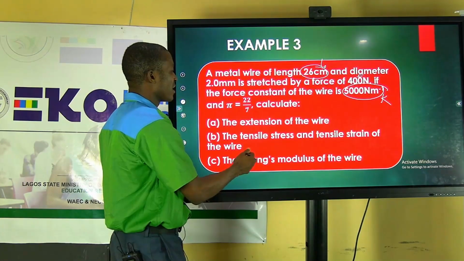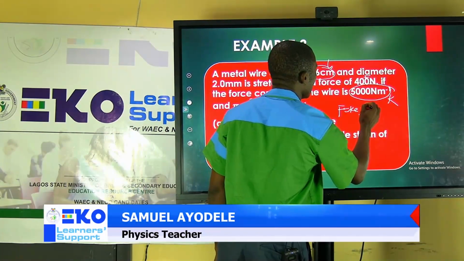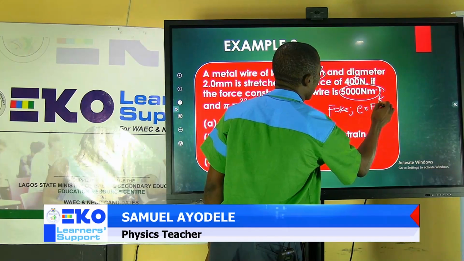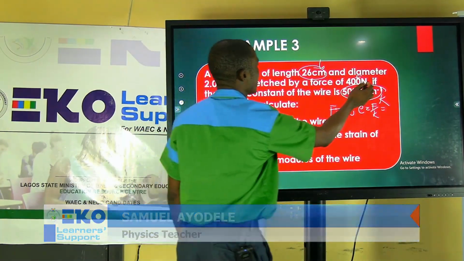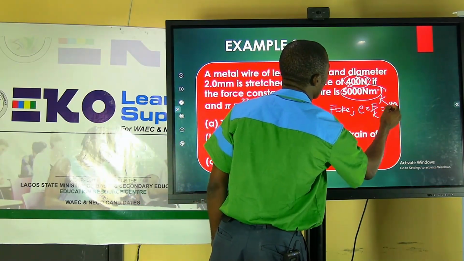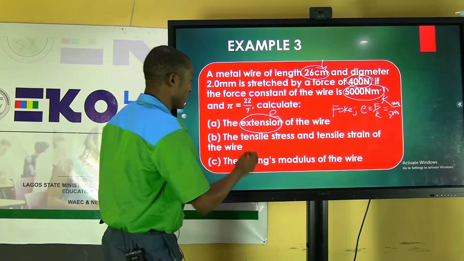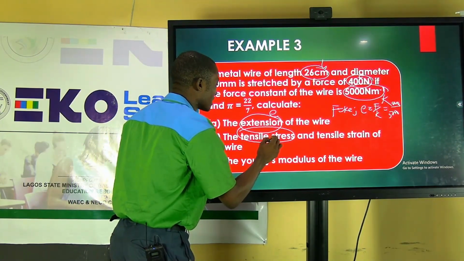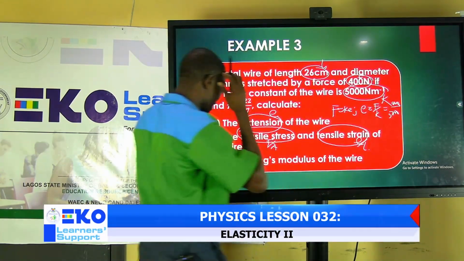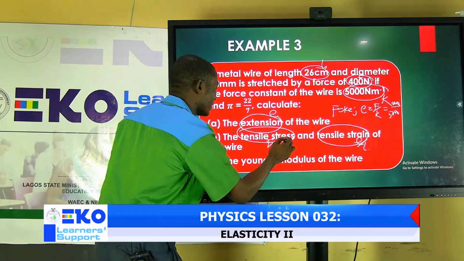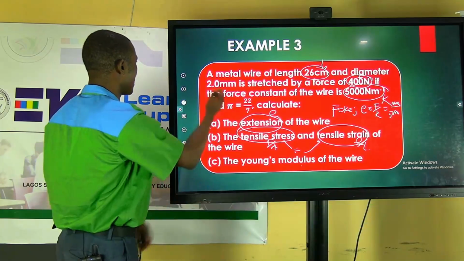So from here, how do you calculate extension? Extension is E. Remember that F equals KE, so E equals F over K. What is our F? The force acting, that is 400. 400 over K. K is 5,000. So with that, we'll solve it. Let's look at our stress. Tensile stress is given as force over area. Tensile strain is extension over original length. Then Young modulus is the stress divided by the strain. So let's go and solve now.